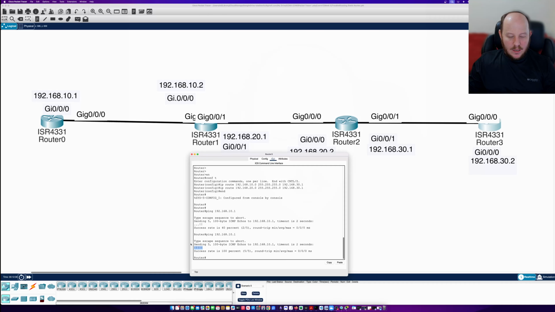So today we talked about static routing. Again, a router only knows about the networks that are directly connected to it. So then we have to tell the router about the other routes via either static routing or a dynamic routing protocol.